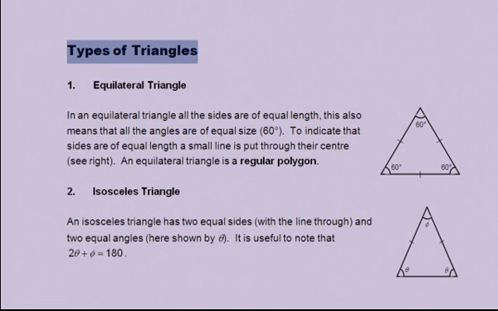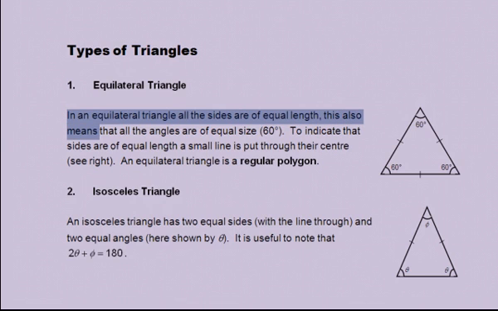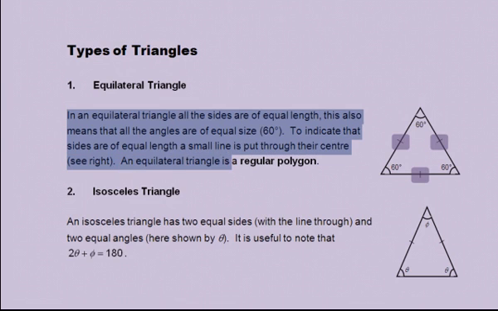Types of triangles. Type 1. An equilateral triangle. In an equilateral triangle, all the sides are of equal length. This also means that all the angles are of the same size, i.e. 60 degrees. To indicate that the sides are of equal length, a small line is put through their centre. An equilateral triangle is a regular polygon.